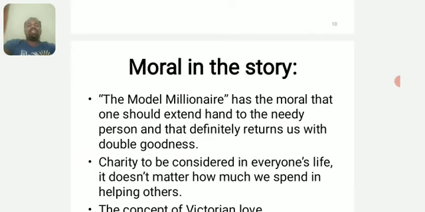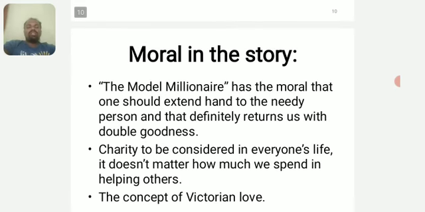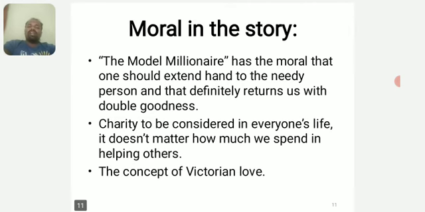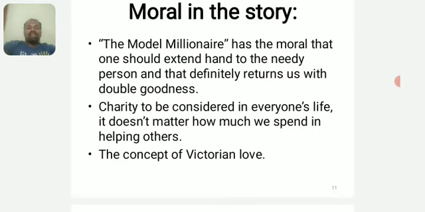This we can see in the life of Huggy, and Huggy was such a generous man, and he wanted to give a coin to that old beggar, and it was his greatest generosity, and he had shown such sympathy towards the old beggar, but it was given back to him in the form of 10,000 pounds. Charity is to be considered in everyone's life, it doesn't matter how much we spend in helping others.